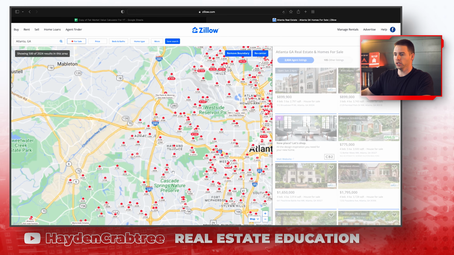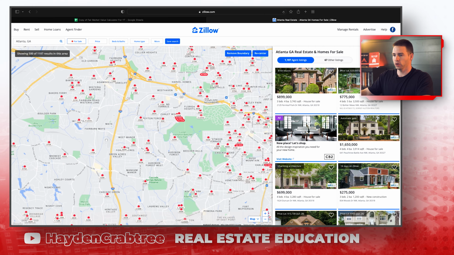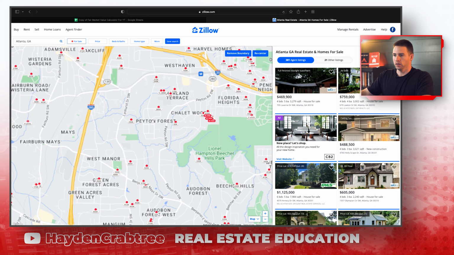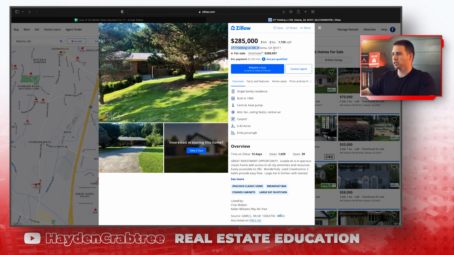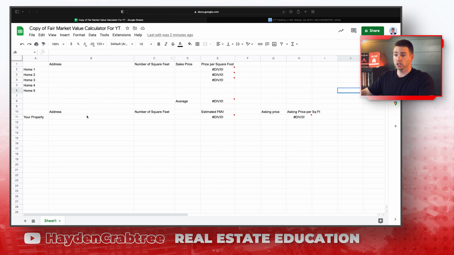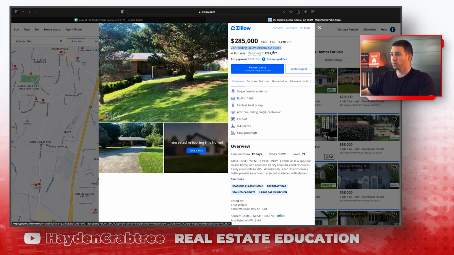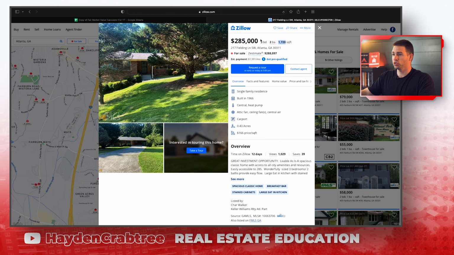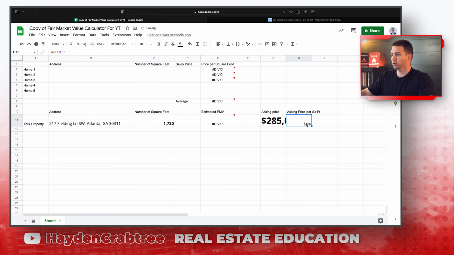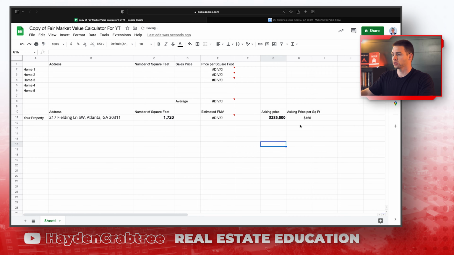Let's say we're gonna go inside of this neighborhood here. Let's look at this house, 217 Felding Lane Southwest, Atlanta, Georgia. This is gonna be our subject property, and it has 1,720 square feet. So we're also gonna put that in the number of square feet, and the asking price is $285,000. I'm gonna put this in the asking price, and they are asking $166 a square foot.